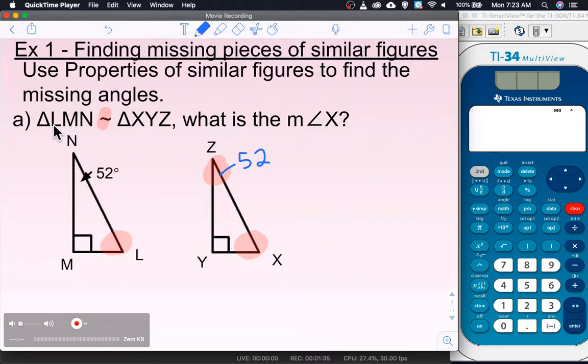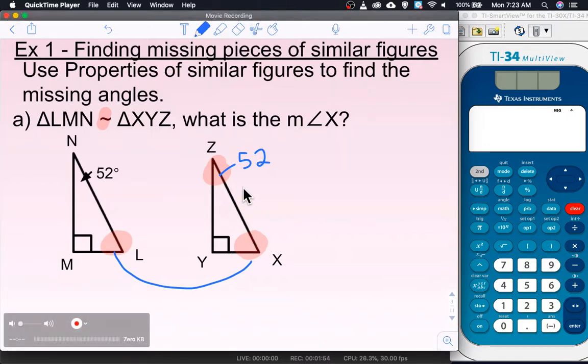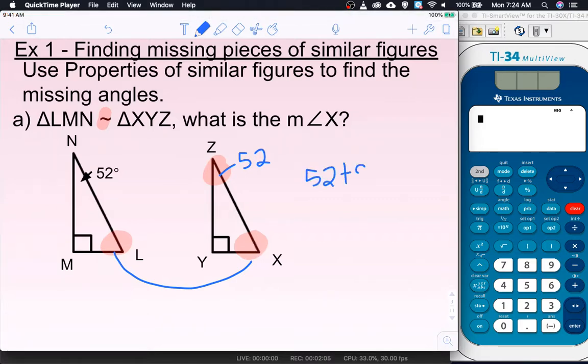Oh, I forgot to read the question. What is the measure of angle x? Really, this is the one I need to find, but this is helpful information as well. I need to find this. And I also know that these two angles here will be the same. They're corresponding. So the last bit of math I need to do to find this is the knowledge that all the angles of a triangle add up to 180. So 52 plus 90 plus something equals 180.